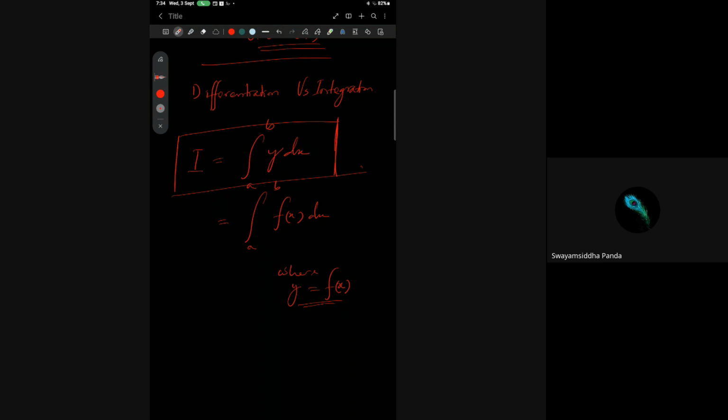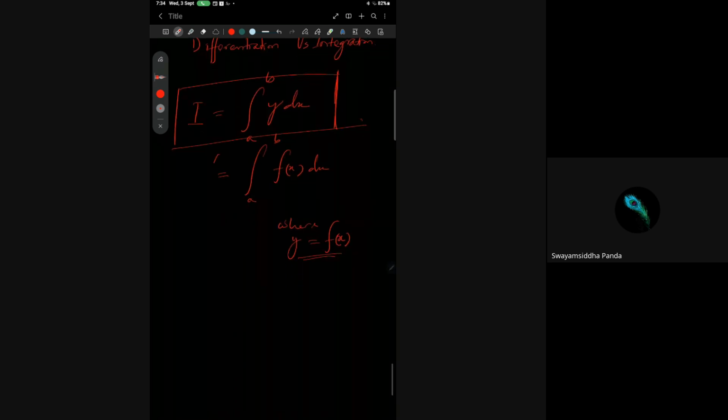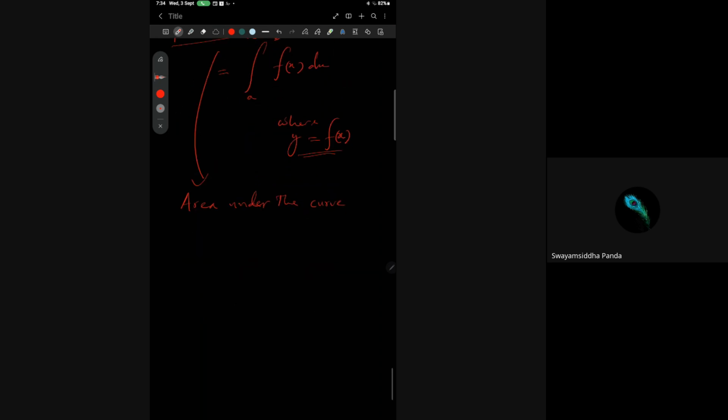Any idea? So this is basically the area under the curve y is equal to f of x and the x axis, bounded by x equal to a and x equal to b.